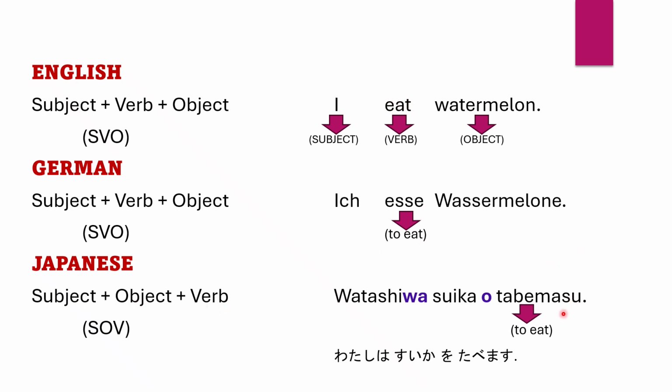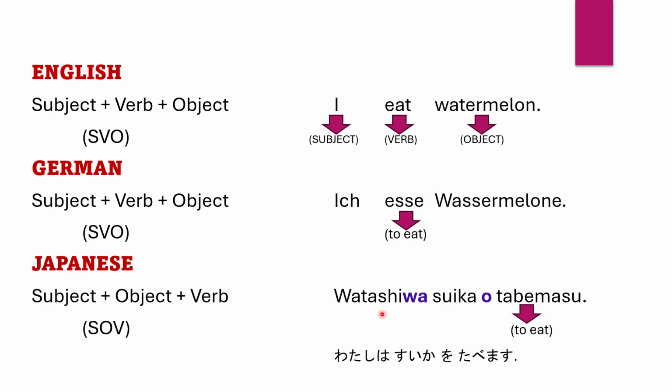So the verb comes at the end in the Japanese pattern, and in the English and German sentence patterns it comes at the second place, whereas the subject remains the same at the first place in all these three languages. Okay, and in English and German the object is at the third place, but in Japanese it comes at the second place. So watashi wa suika o tabemasu. Ich esse watermelon. I eat watermelon.